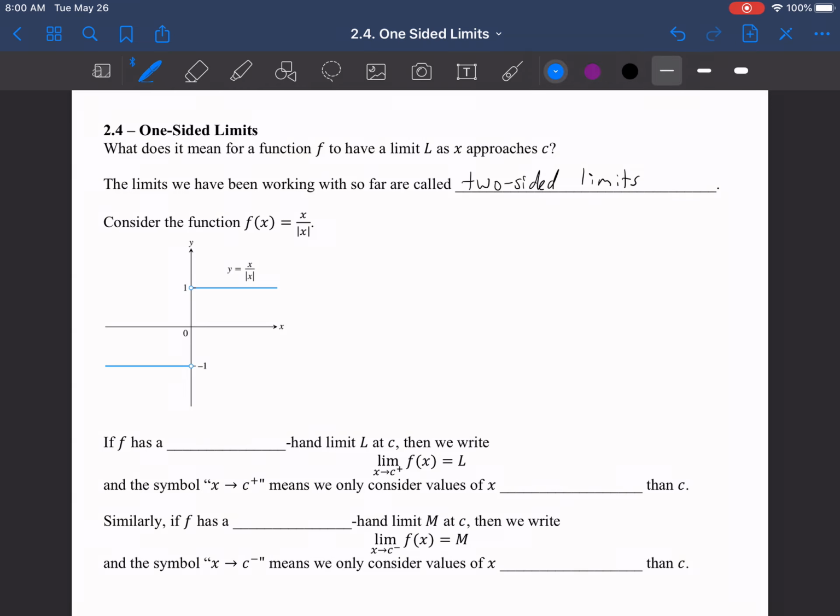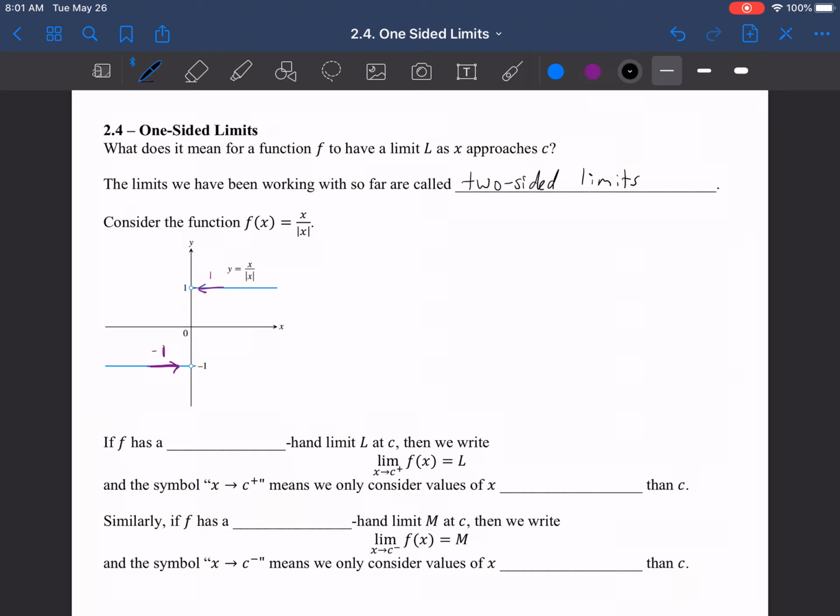But take a look at this one here. If we look at this function here, we're going to get different values depending on which way we come from. If we come from the right, from the positive side, it's going to approach a value of 1. But if we come from the left, from the negative side, it's going to approach a value of -1. So what does that mean if our limits on both sides don't match? Does it mean we don't have a limit? Does it mean we have some different kind of limit?